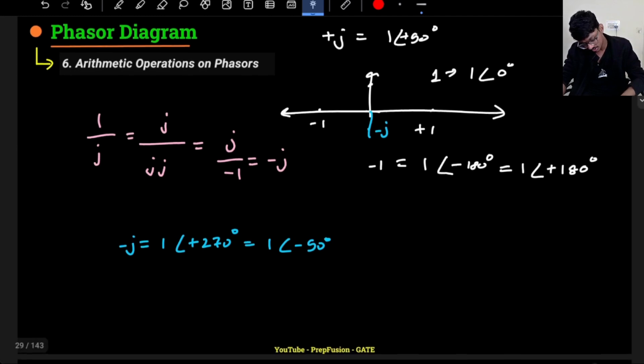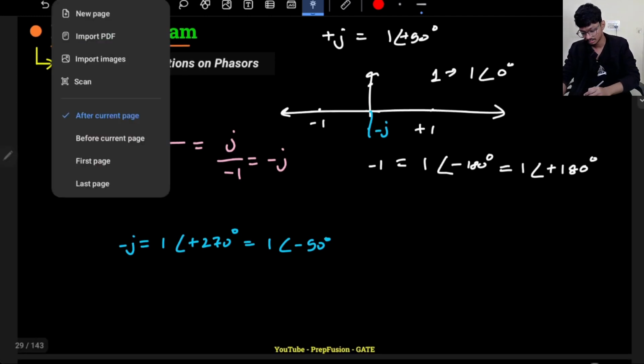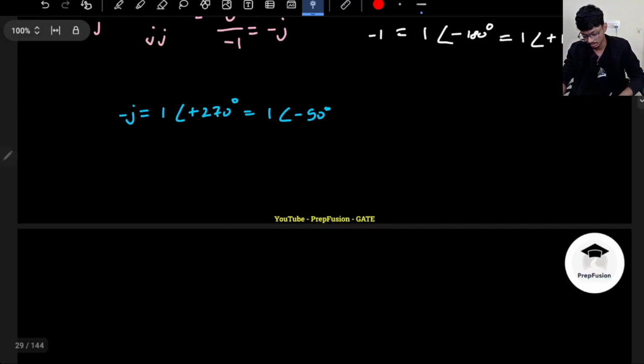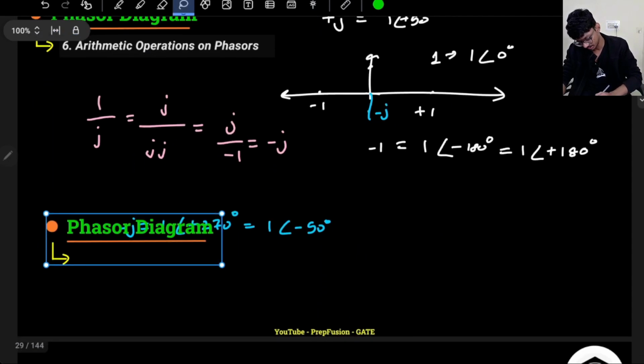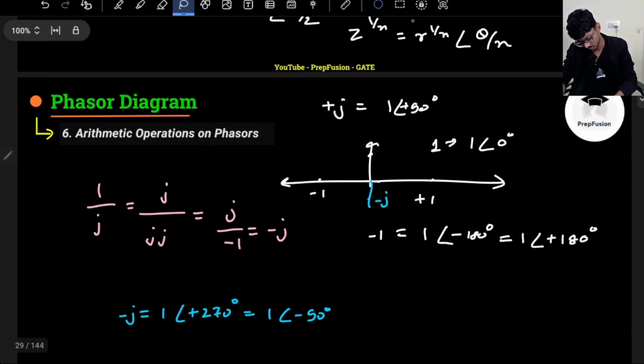Now a few more doubts that few students may have is, let's say if I have a negative number. Okay, negative number, what do I mean by negative number? It is something like this. Just hold on.